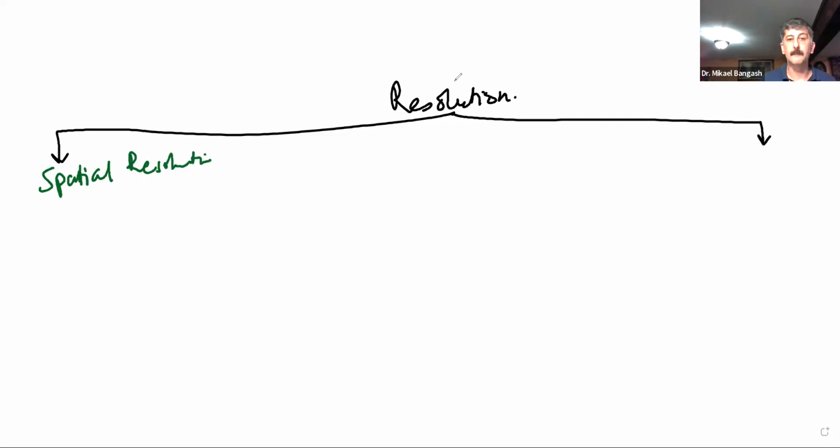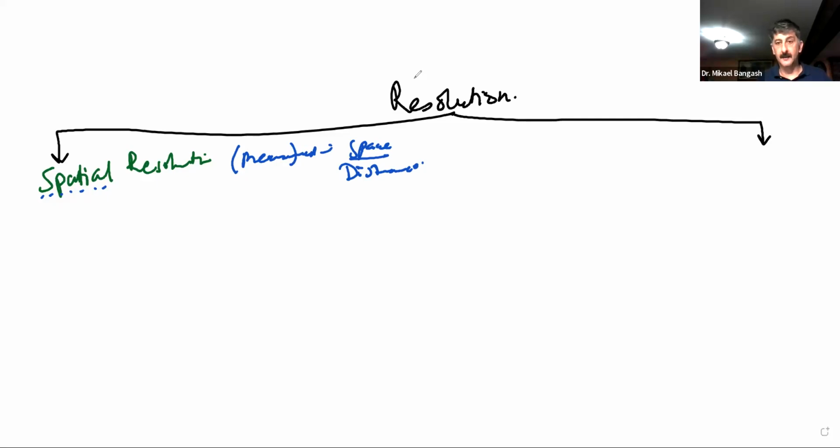And why do we use the term spatial resolution? Mainly because these resolutions here are going to be measured in space, or mainly using a unit of distance to determine these resolutions here. Clear?